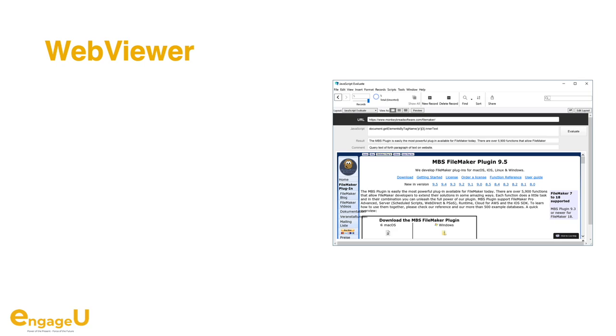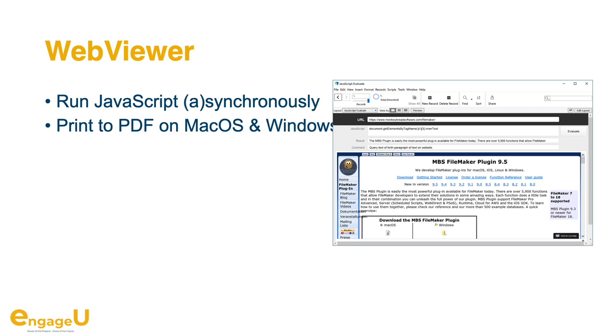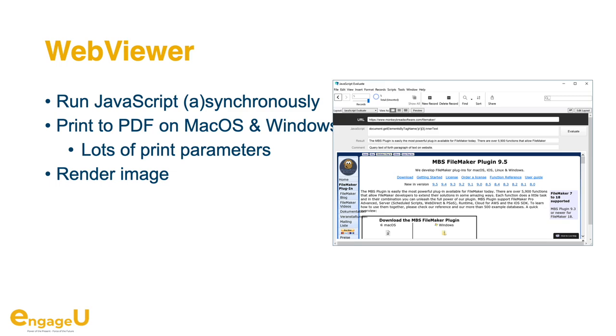Then we have a lot of web viewer functions, like you can run JavaScript asynchronously or synchronously. So you can just query something on the page and get back the result directly. We can print to PDF on Mac and Windows with a lot of print parameters, so you can generate PDFs from web content. You can also generate a picture of the web page and save that. You can fill form fields if you like and submit the form.